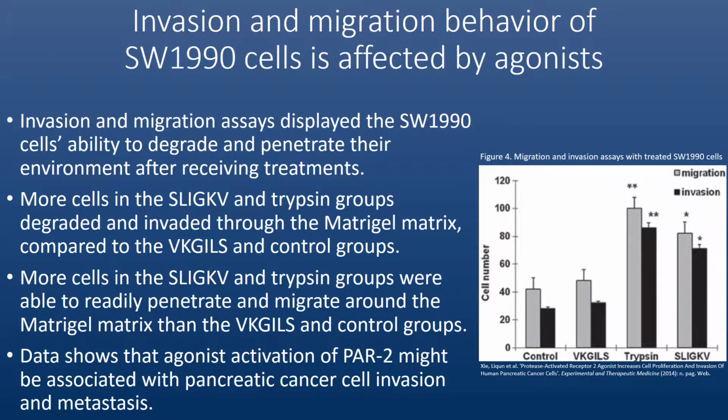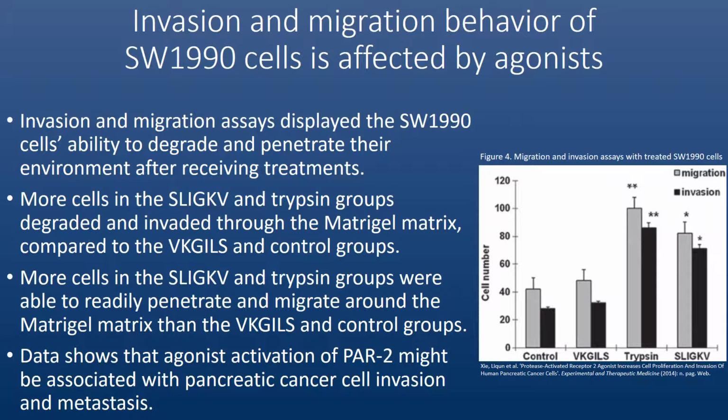The researchers wanted to figure out if the different treatments on the SW1990 cells affected their ability to degrade and penetrate the extracellular matrix microenvironment. They decided to carry out invasion and migration assays with the Transwell chamber method that contained a degradable and permeable matrigel matrix, which essentially allows cells to move around the different layers of the gel matrix.